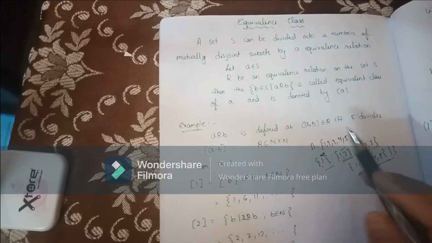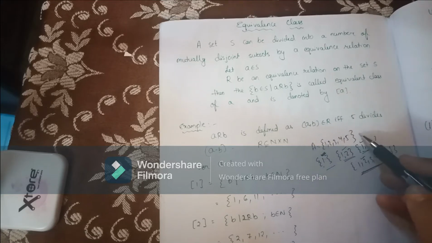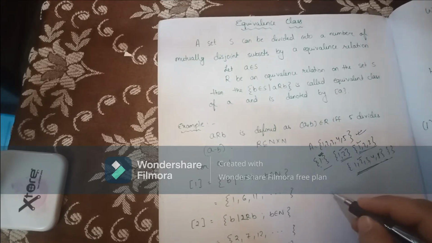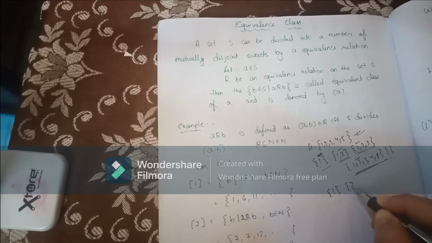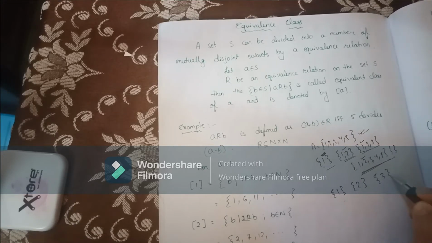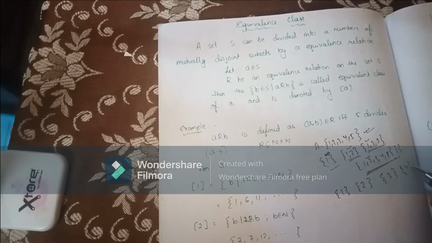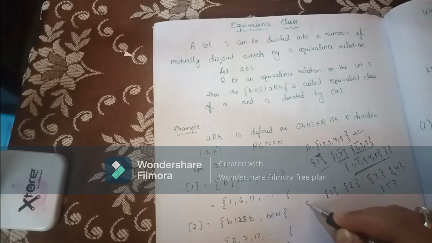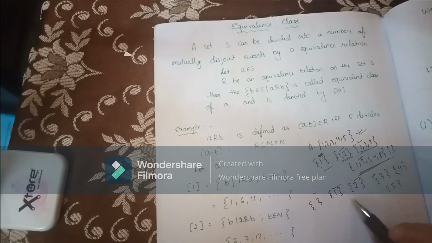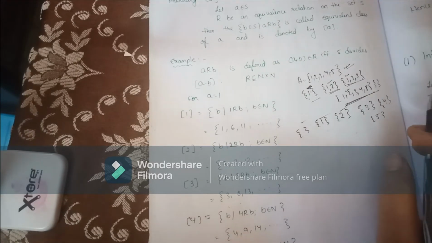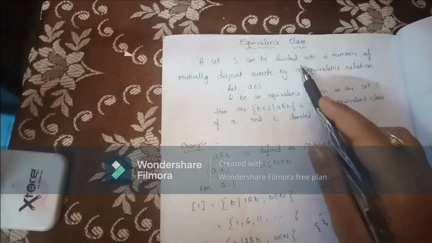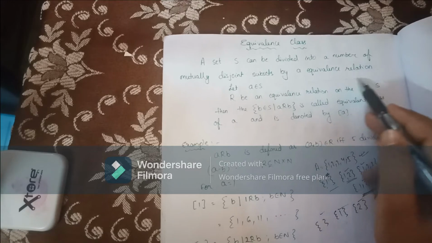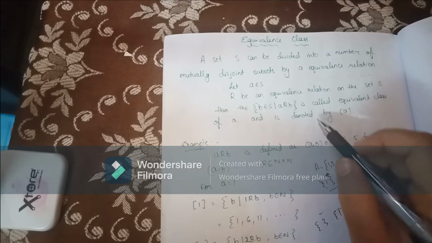This thing is telling us that any set can be divided into mutually disjoint sets. Here you take any subset, and all are mutually disjoint. Understand what it means? Now it is saying that we can also divide any set by an equivalence relation. What do you mean by that?